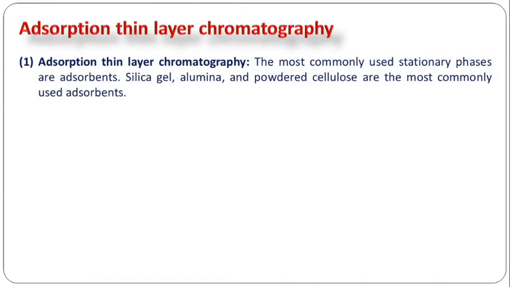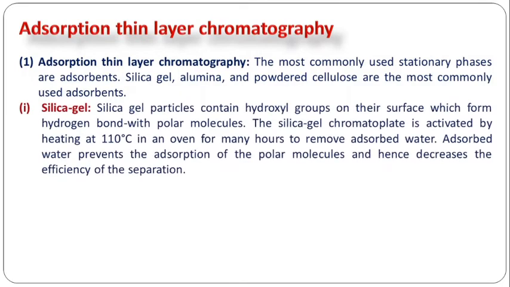In adsorption thin layer chromatography, the most commonly used stationary phases or adsorbents are silica gel, alumina and powdered cellulose. So these are the materials that can be used as an adsorbent for this thin layer chromatography. That's why this type of chromatography is called adsorption thin layer chromatography. In this case, this acts as a stationary phase while the mobile phase is a liquid. So in that case, we can use silica gel as an adsorbent.